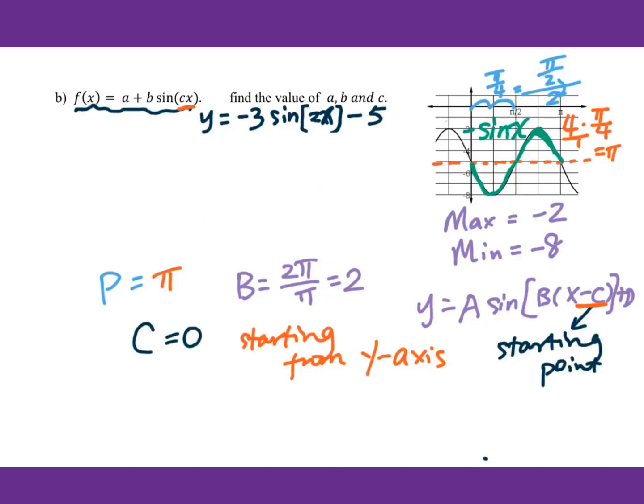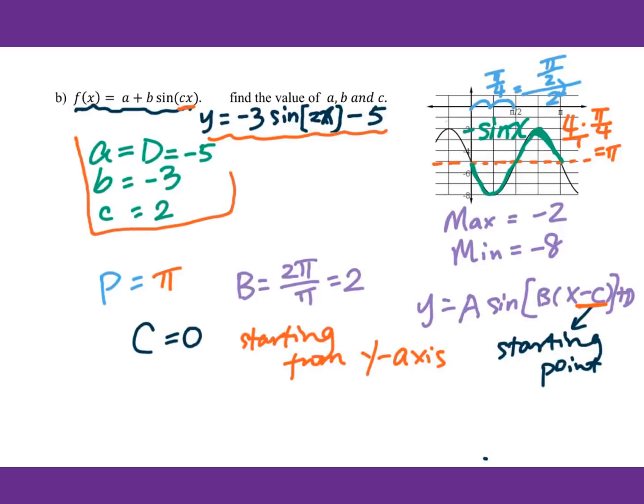After you get this trig function compared to the given pattern, we got to know that A equals our D, that is negative 5. B, that's amplitude, negative 3. That's our B, that equals negative 3. And C equals 2. This is our solution.